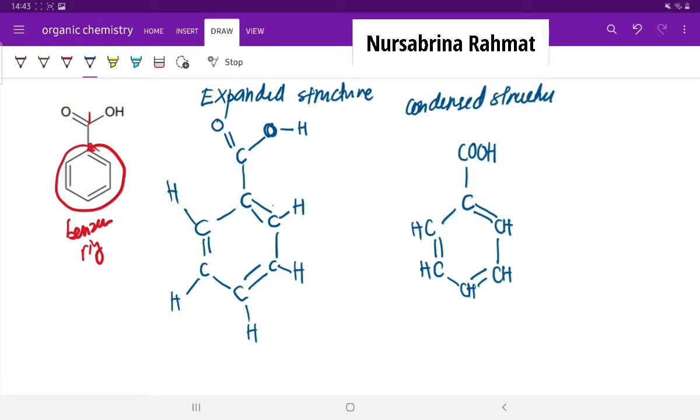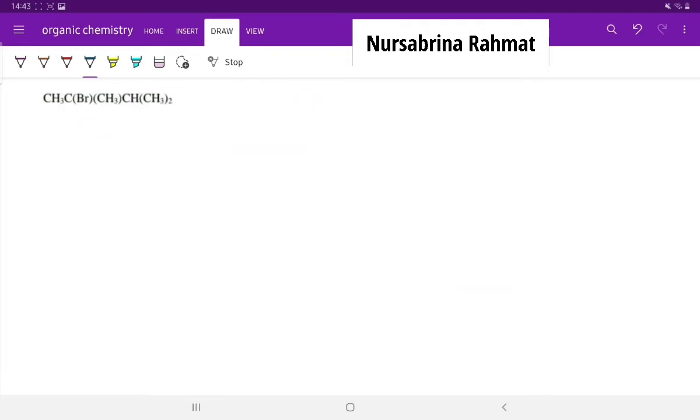Let's move on to the next compound. This one, you are given a condensed structure and you need to come up with the expanded structure and the skeletal structure. So let's count the number of carbons that make up the backbone. We have first carbon, second carbon, third carbon, and at the third carbon we have 2 methyl groups attached to it. At the second carbon we have 2 branches. One is your bromine, another one is your methyl group.